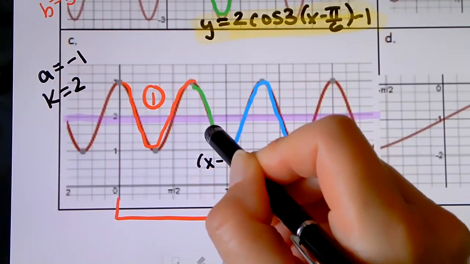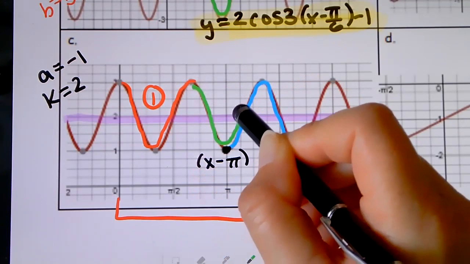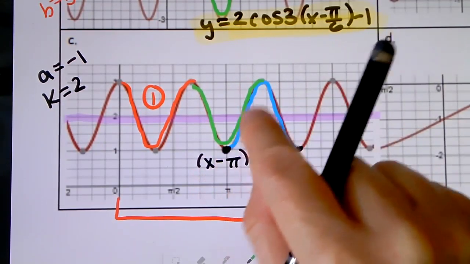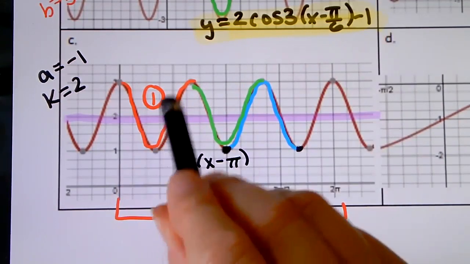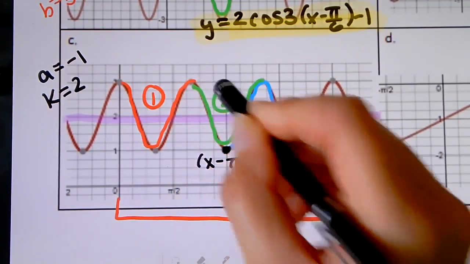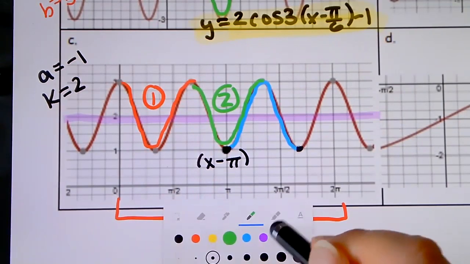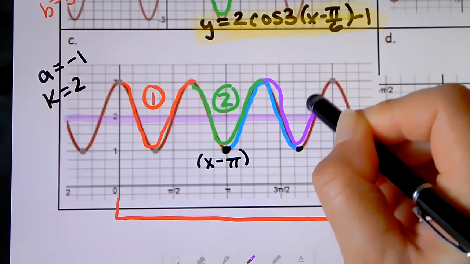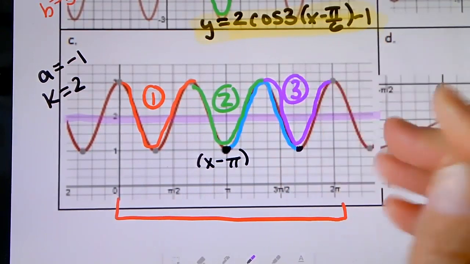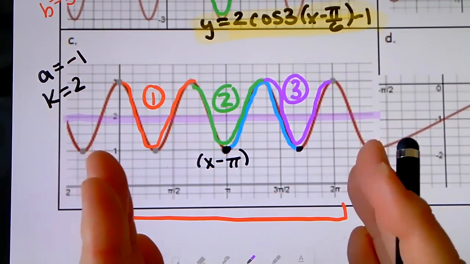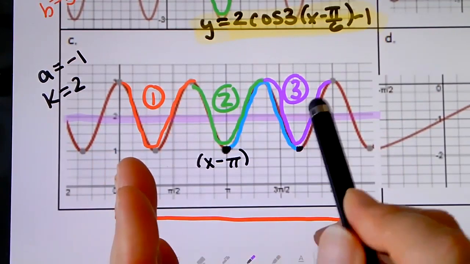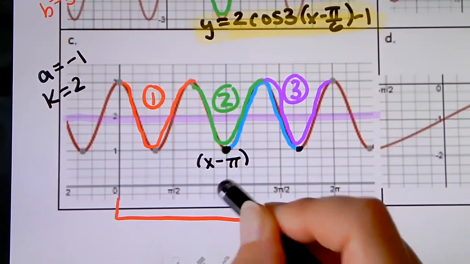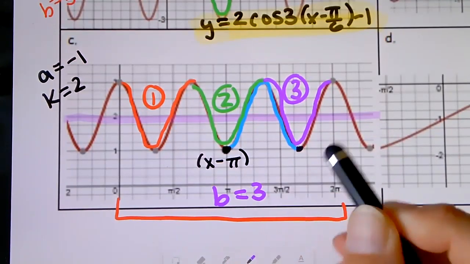Two cosines. Now, again, I'm going to be tracing over this. I'm looking for the blue portion, which is the bottom part of this, but I want you to see there's one cosine, two cosines. Let me get a totally different color. Okay. Three cosines. So if I can look within 2 pi distance and count how many full cycles I have, that's your B. So in this case, my B is going to be 3.